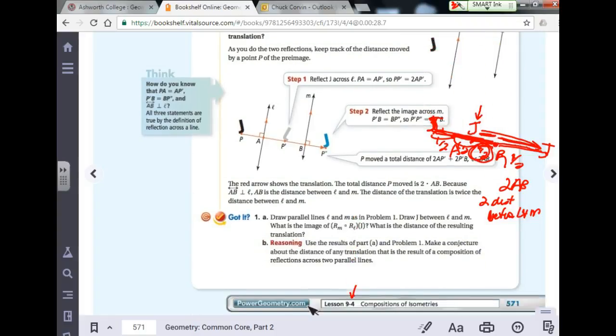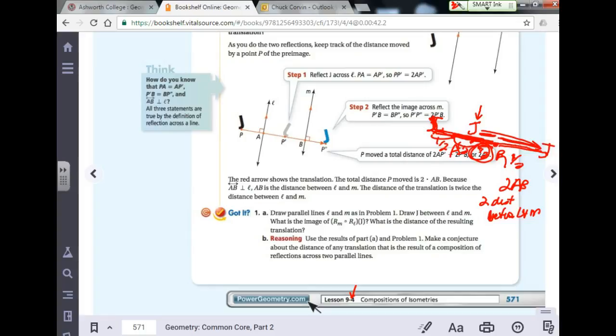And if we look at the reasoning, it says use the results in Part A in Problem 1 to make a conjecture about the distance of any translation that is the result of the composition of reflections across 2 parallel lines. Well, as you can see, anytime it gets reflected across 2 parallel lines, the distance is always going to be twice the distance between the 2 parallel lines. Because if you see in both examples that we worked, that's the way it ended up being.